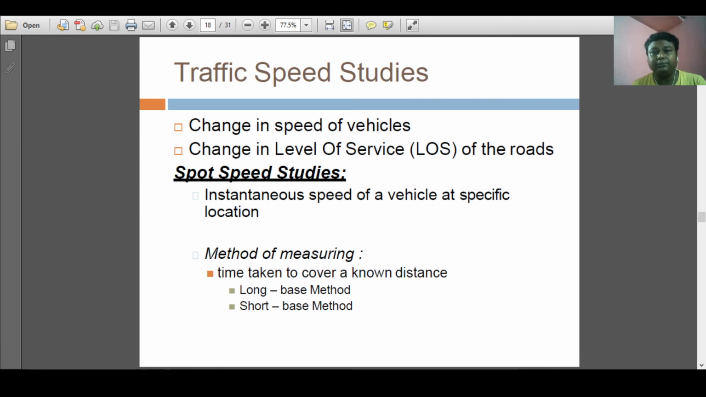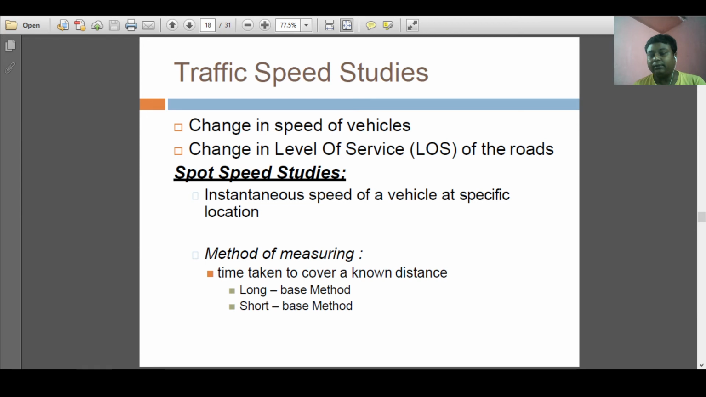In traffic speed studies, we look at the change in the speed of the vehicles and the change in the LOS of the road. LOS means level of service. Level of service means the performance index. If you see in the morning, suppose at 5 a.m. the number of vehicles on that road is, suppose, 10, but as time goes on, at the peak time, that is office time, the number is suppose 50 vehicles. So if we compare the morning 5 to 10 a.m., there is some difference in the movement of the vehicles, and this is basically the level of service.